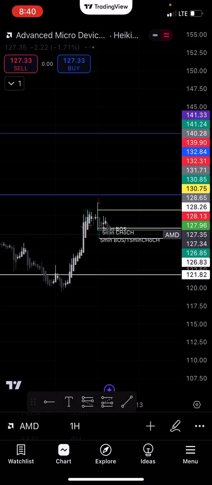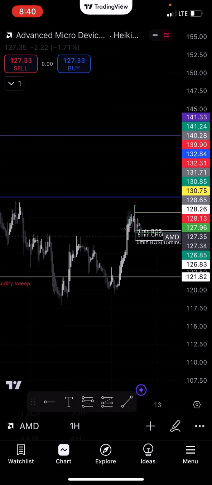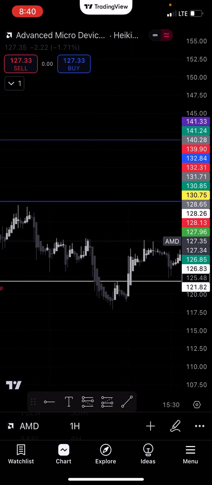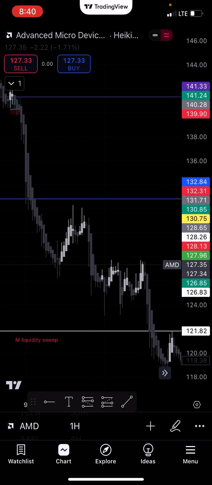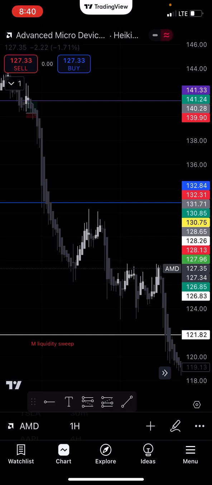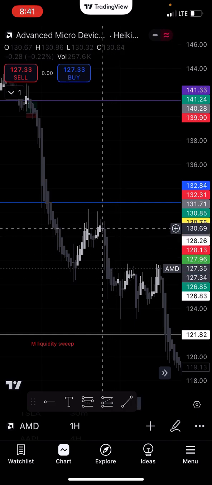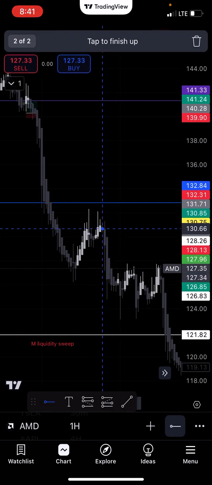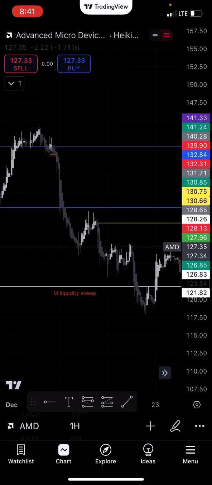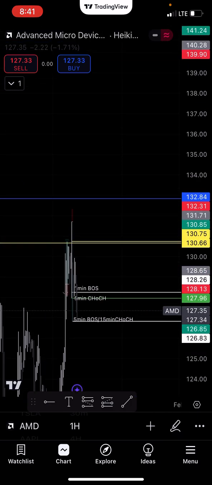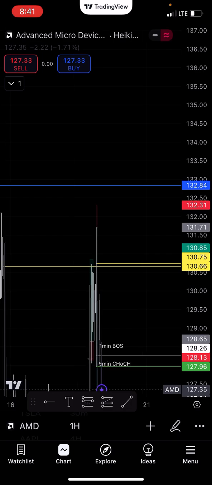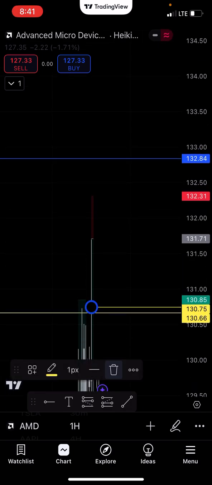So I just wanted to touch this 4-hour order block over here, or not this 4-hour, this 1-hour order block over here. So I'll mark that off with a yellow line. We got that 4-hour order block right there. Let me just delete that.